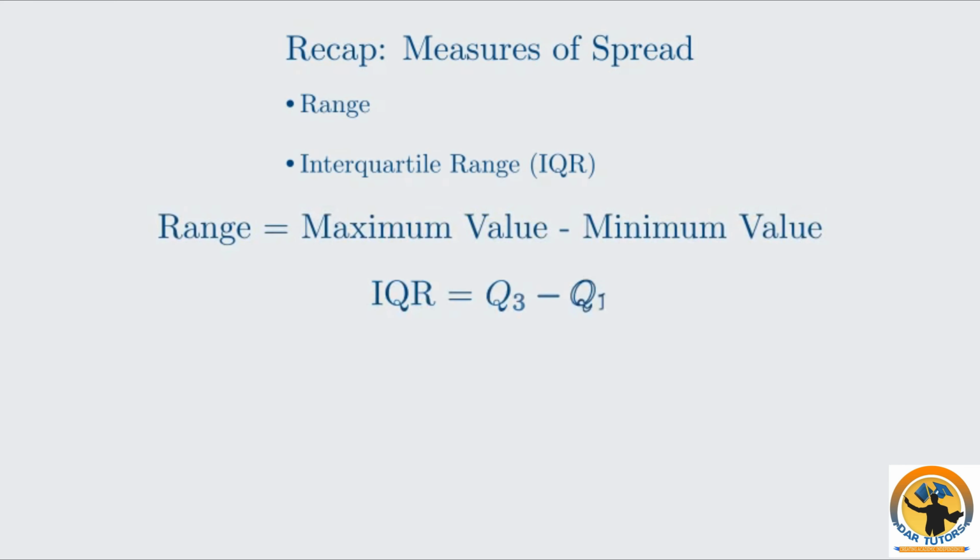The interquartile range, or IQR, is the difference between the third and first quartiles. The IQR tells us about the spread of the middle 50% of the data. It's more robust to outliers than the range.